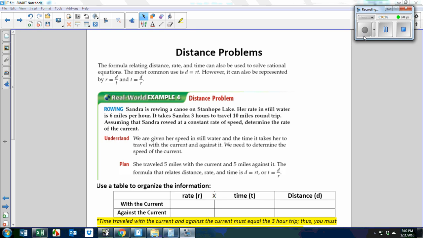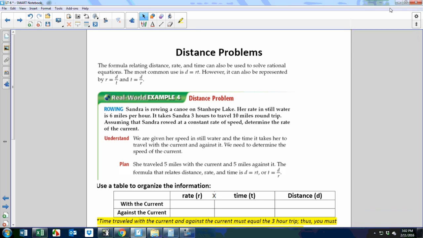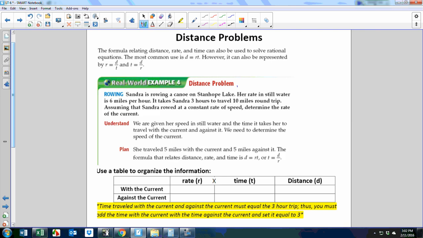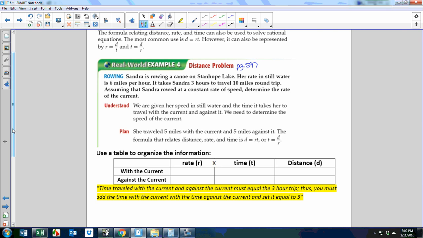All right, this is the second video in the Learning Target 6 word problem videos. These problems will all be of the distance problem style. And the problem that I'm doing is on page 597. And of course, the notes in the book are going to be exactly what I do in this problem.